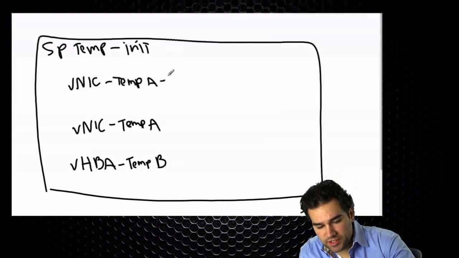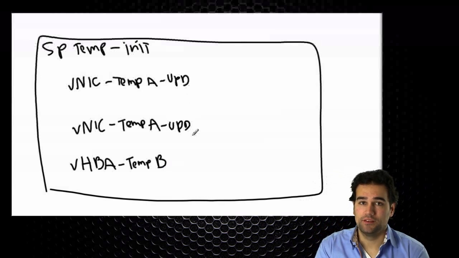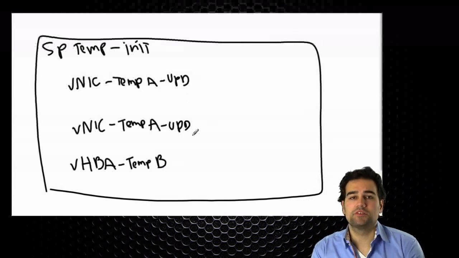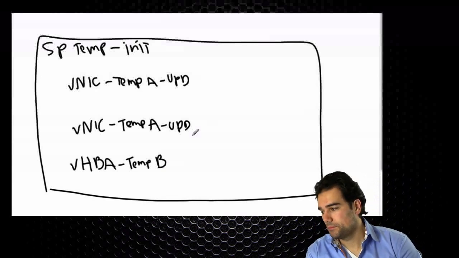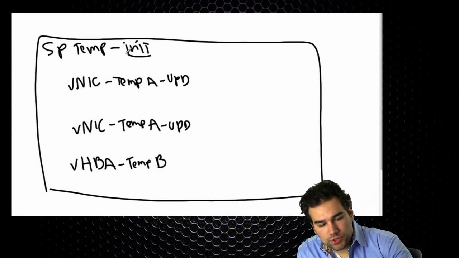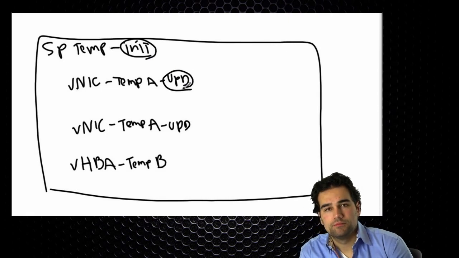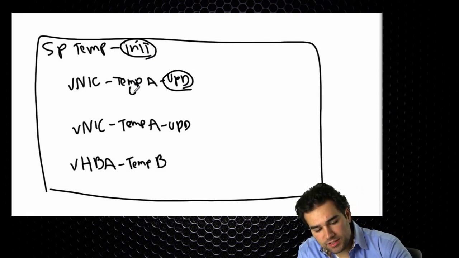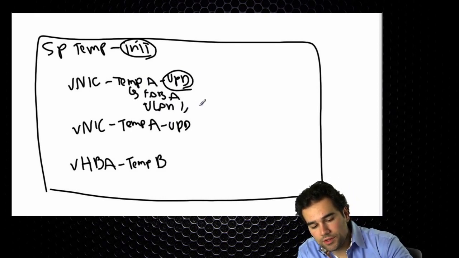These vNICs are actually in all cases updating. Why are they updating? Because I constantly add VLANs to a vNIC. I always will have a new VLAN in my network, and every time I have that VLAN, I need to manually add it to the vNIC template. So my service profile template is initial, but the vNIC template is an updating template. So in that vNIC template, I said this is going to be Fabric A, and it's going to use MAC pool A, and it's going to use VLAN 1, 2, and 3.